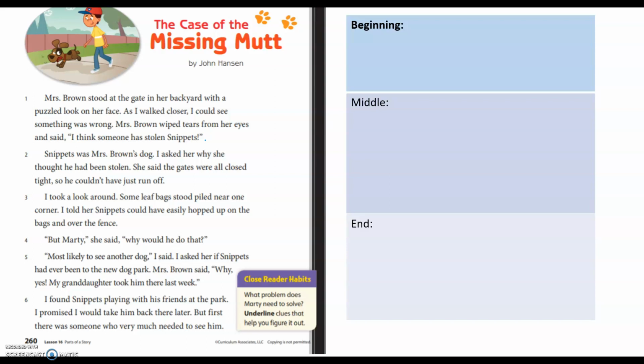Let's stop and identify the characters. One character is Mrs. Brown, and another character is this little boy telling the story. Now let's identify the setting. The setting is Mrs. Brown's backyard.